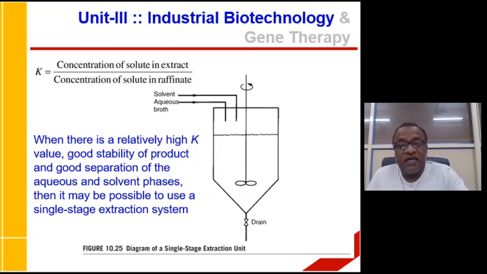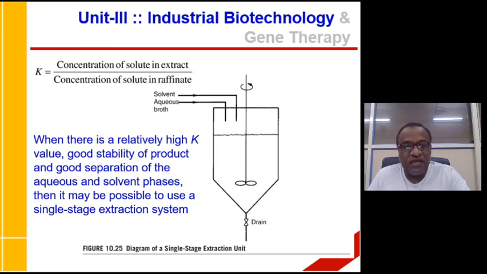When there is a relatively high K value, good stability of product and good separation of the aqueous and solvent phases, then it may be possible to use a single stage extraction system. So you have single stage extraction systems and multi-stage extraction systems.